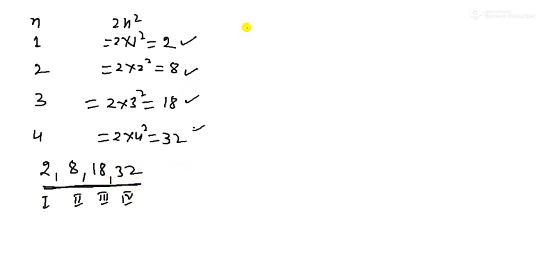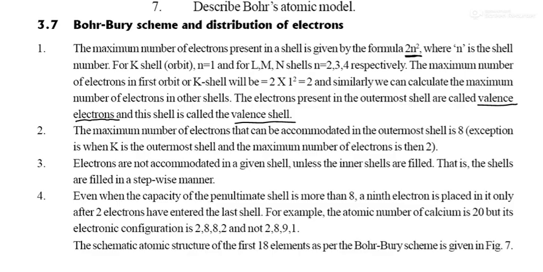So what happened in this? We can see here the atomic structure. So first of all, go to the point on the Bohr model. Now second, the maximum number of electrons that can be accommodated in the outermost shell is 8, and the outermost shell's maximum number of electrons is 2.